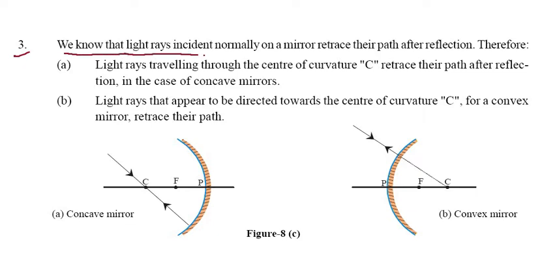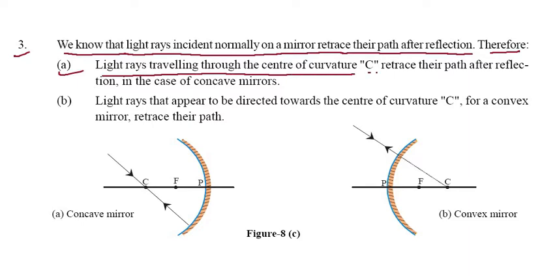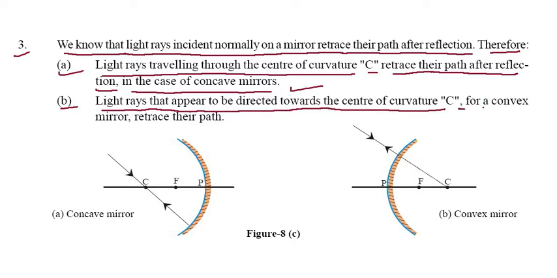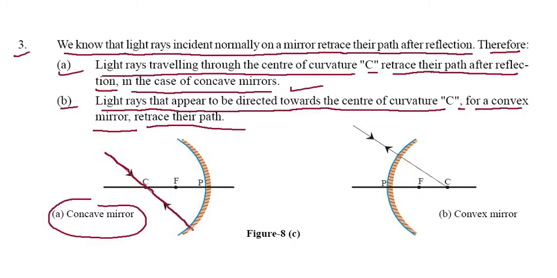We know that light rays incident normally on the mirror retrace their path after reflection. Therefore, light rays traveling through the center of curvature C retrace their path after reflection in the case of a concave mirror. In the case of a convex mirror, light rays that appear to be directed toward the center of curvature C also retrace their path. You can see here that this is the concave mirror, in which the ray which is coming here goes back after reflection.